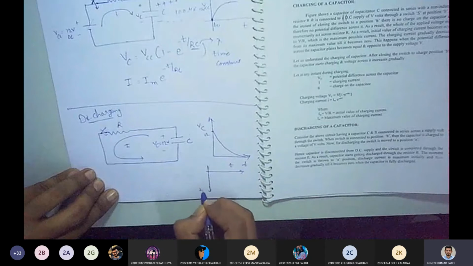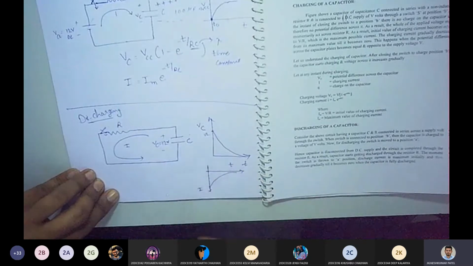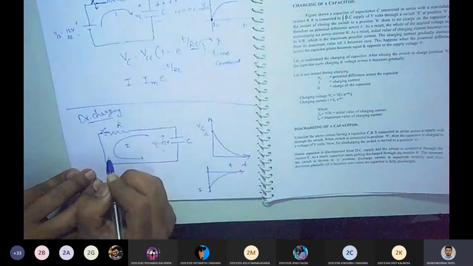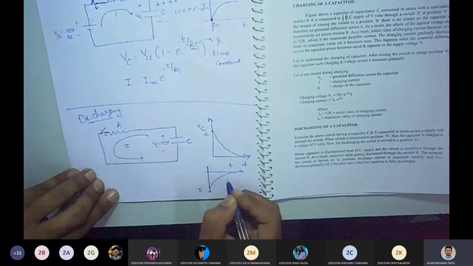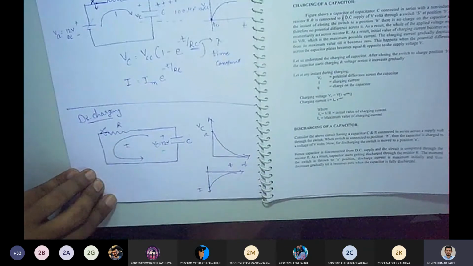You can say this is my I. Why do I plot the curve in the fourth quadrant? Because the current is now in the negative direction. In charging it is clockwise, in discharging it is anti-clockwise. That's why it is in the fourth quadrant. But ultimately, both VC and I in discharging tend to 0 as time proceeds. Hope it is clear.